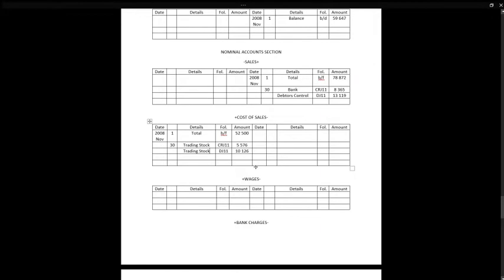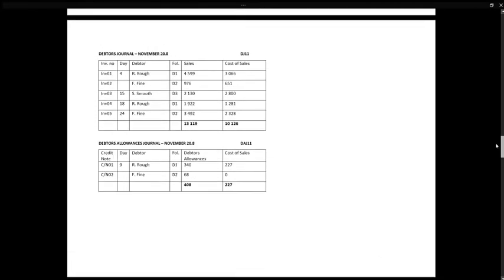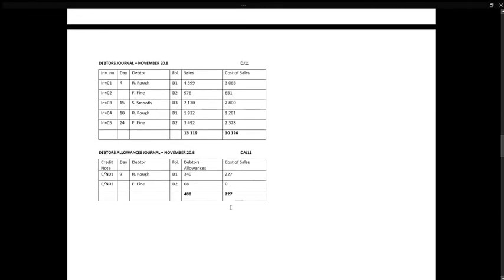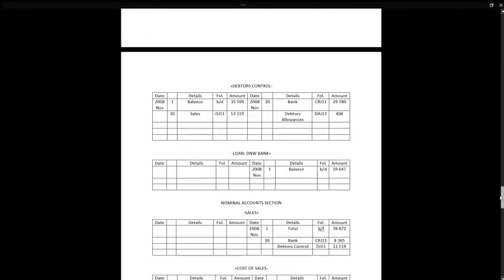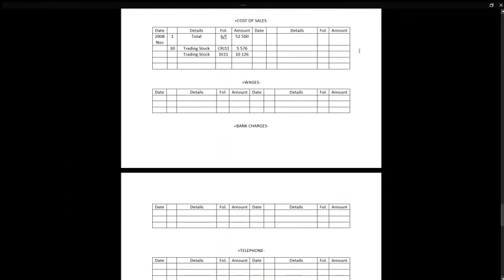Trading stock. This took place on the 30th. I'm not going to write the date again. Remember, some customers bought stuff and they were unhappy and they returned it, so I had to reverse cost of sales to the value of 227 Rand. My cost of sales will decrease with that amount. So cost of sales decrease 227 Rand. I got that information from my Debtors Allowances Journal 11, and my details will be trading stock.